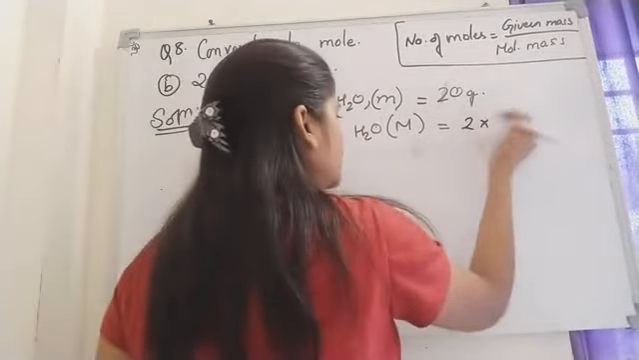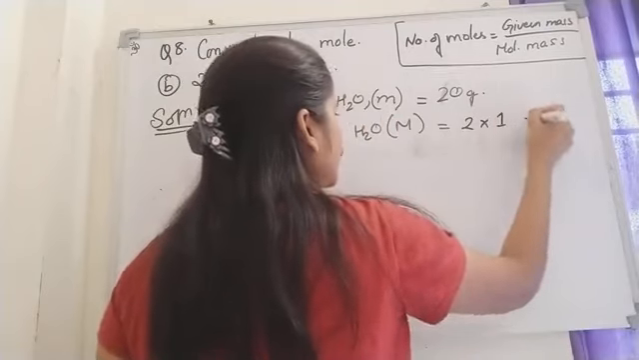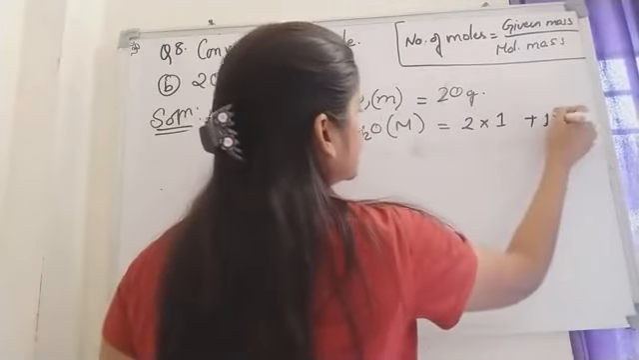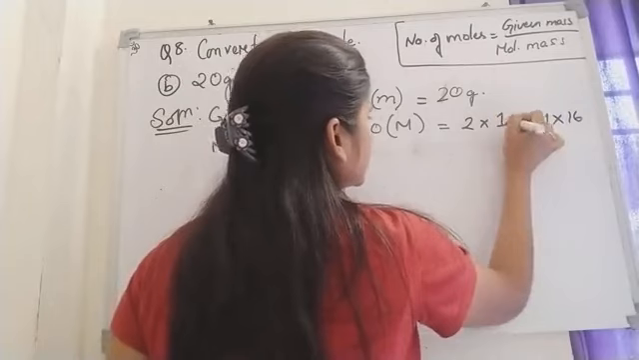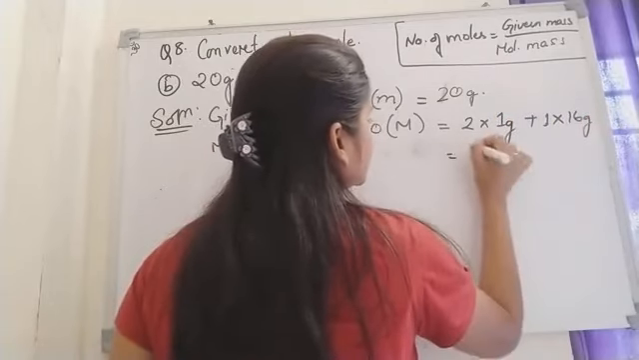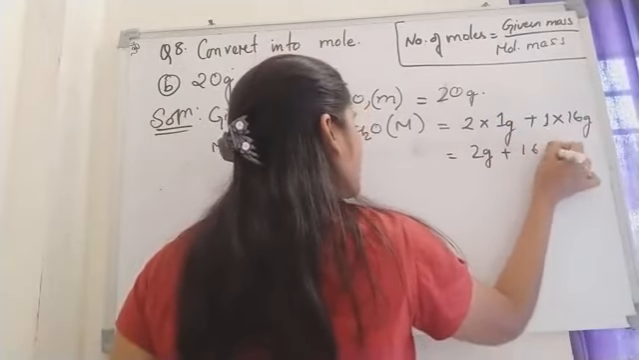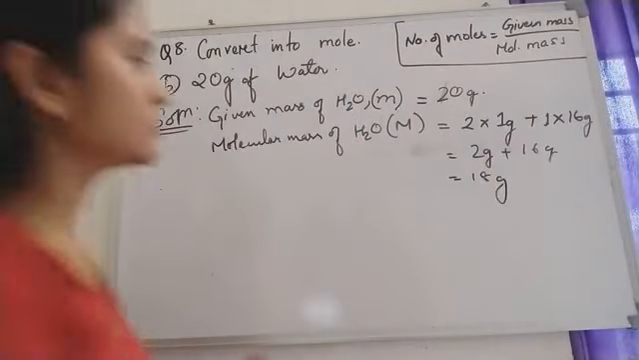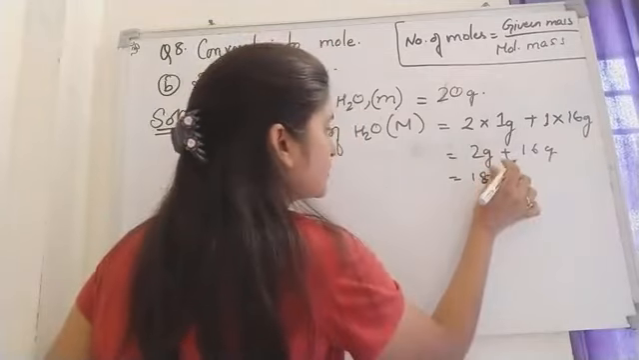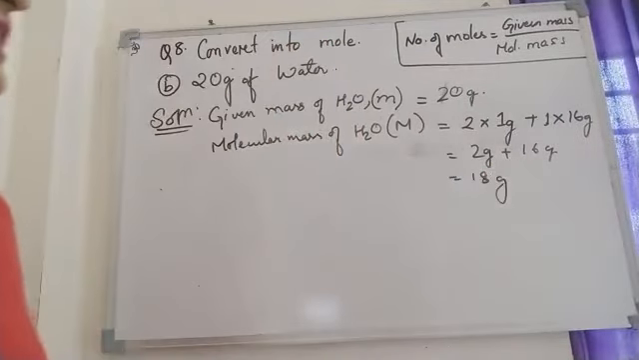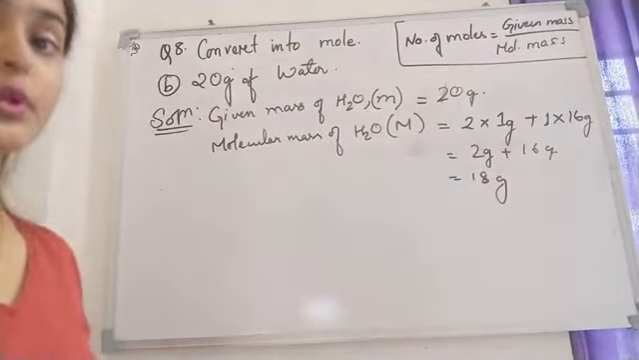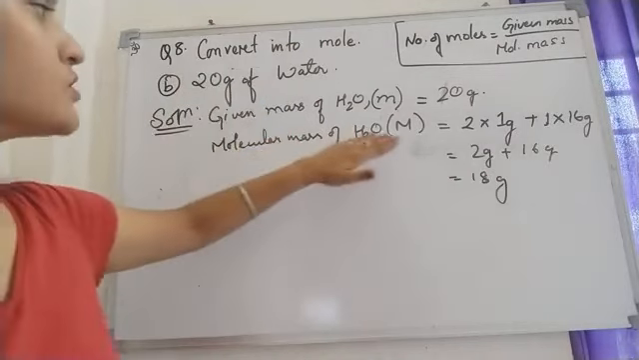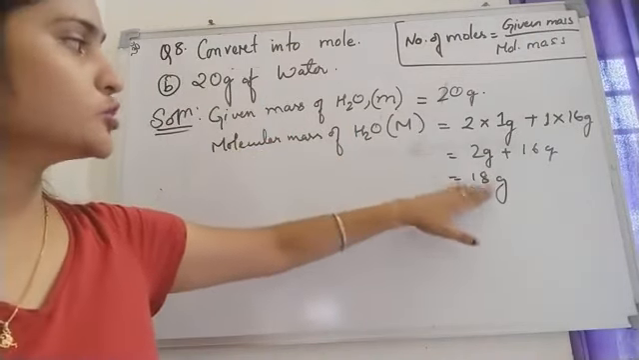So, 2 into the atomic mass of hydrogen, that is 1, plus 1 into 16. These are grams. So, 2 gram plus 16 gram is equal to 18 grams. If you don't understand my handwriting in the video, you can let me know, okay? So, the molecular mass of water, that is capital M, is found to be 18 grams.